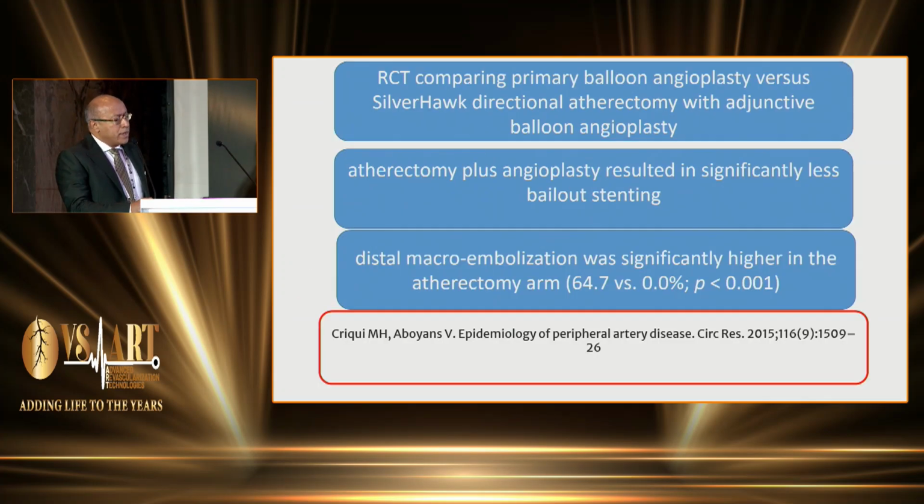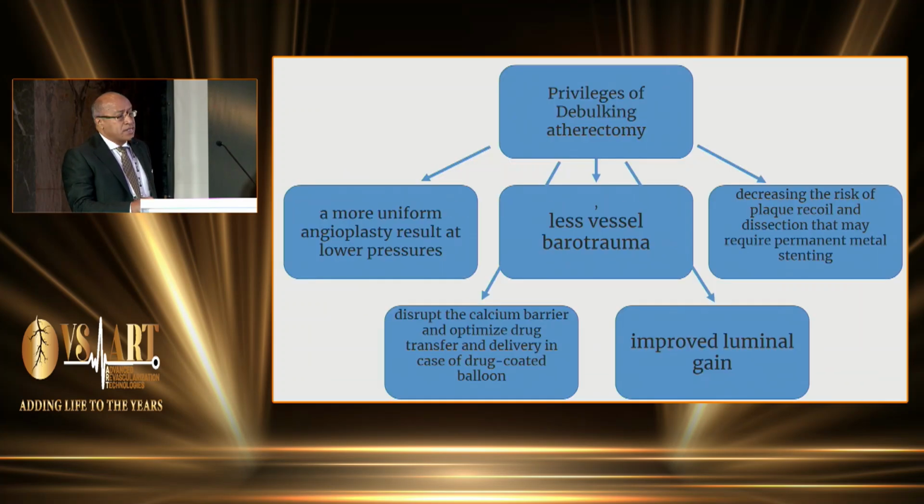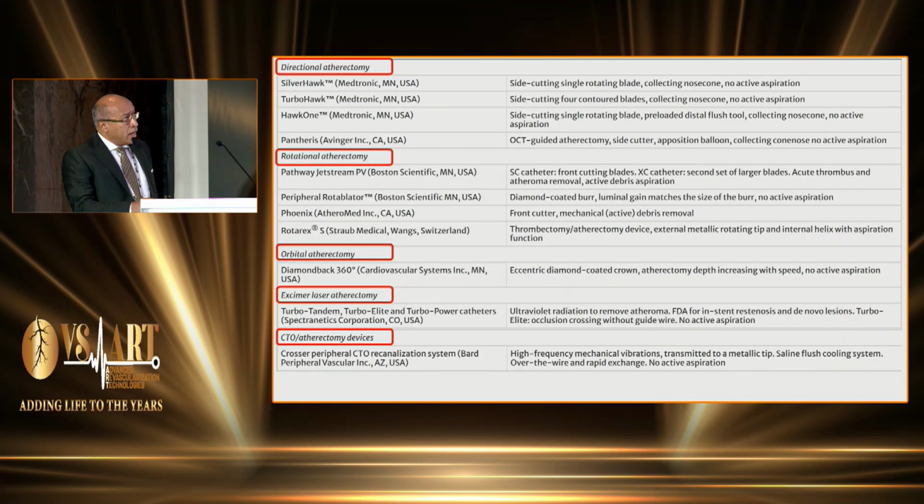And when we compare the incidence of embolization, it is found that embolization is much more common with atherectomy devices compared to regular stenting. And why are we using atherectomy devices, although we have this high risk of embolization? Because of the many advantages provided by these devices, including more uniform angioplasty at a lower pressure and less vessel barotrauma, in addition to less dissection and recoil that may need bail-out stenting, in addition to disruption of the calcium coat that will help delivery of the drugs in case of using a DCB, in addition to improved luminal gain.